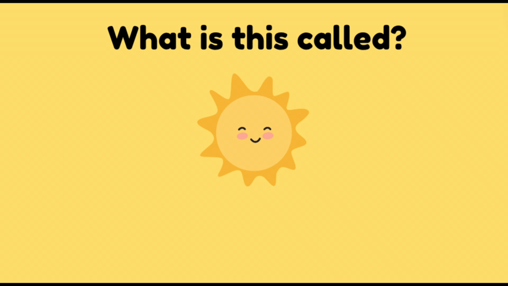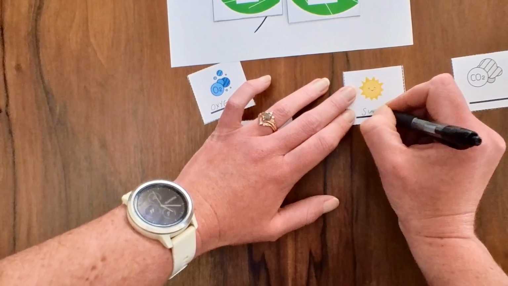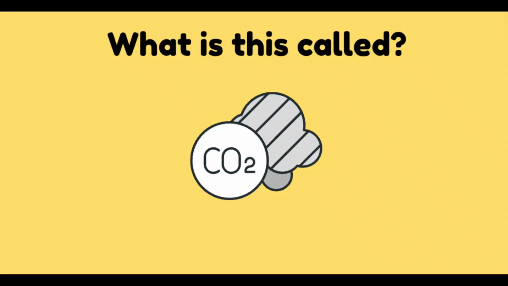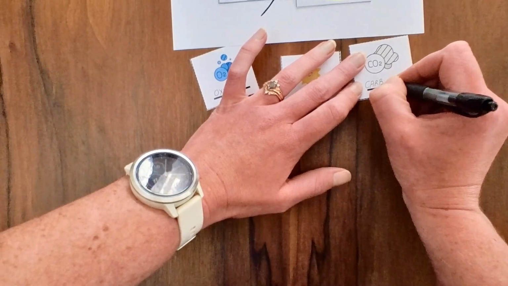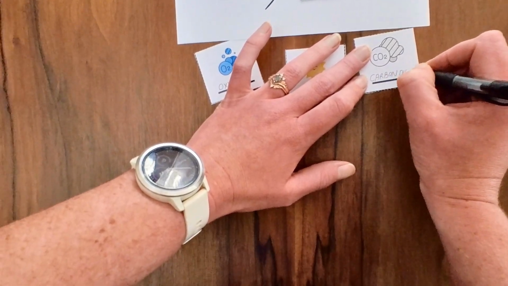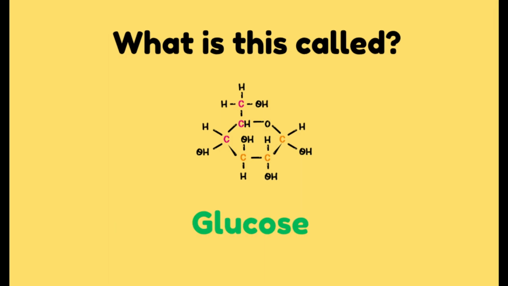What do we call this? The sun. What do we call this element? Carbon dioxide. What do we call this chemical? Glucose.